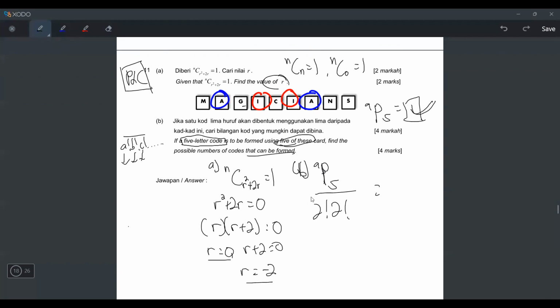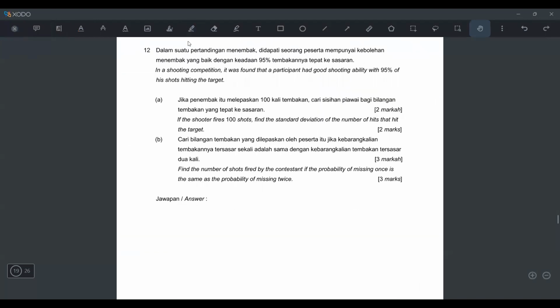So 9P5, I have to divide by 2P2 and then divide by 2P2 again. So the answer is 3780. Okay, so that's the answer. Okay, that's all. Number 12. So this is the last question in section A. Then we will move to section B.